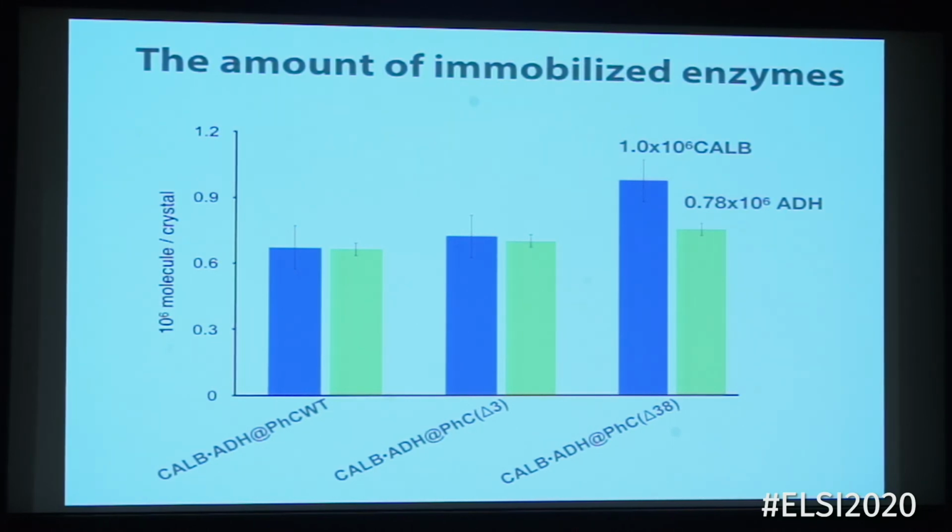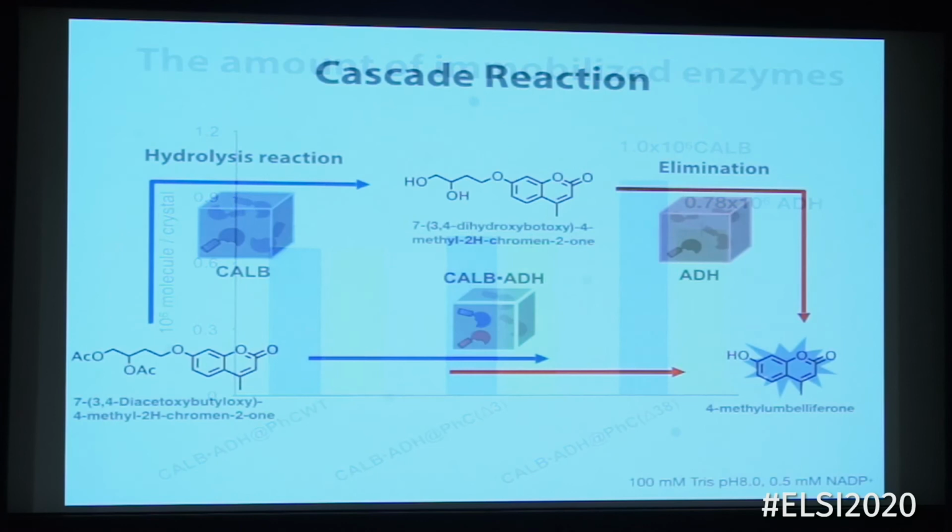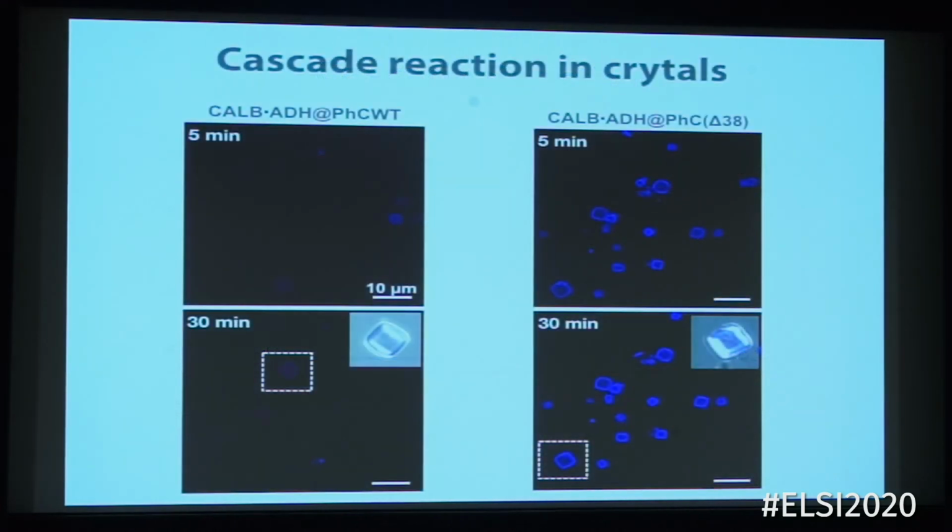Next, we evaluated the cascade reaction using this substrate. At first, this substrate is hydrolyzed by the lipase. After that, it is eliminated by the ADH. Finally, we obtained this product, which we confirmed using the confocal microscope. First, we confirm this cascade reaction as shown here.